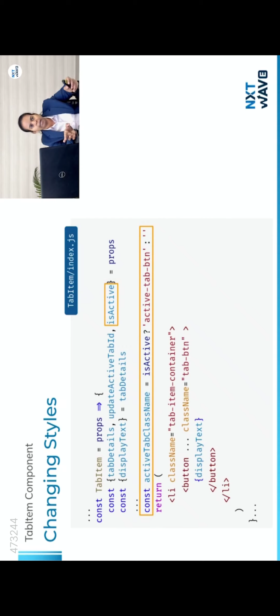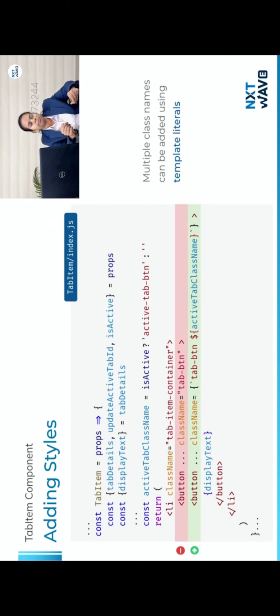Okay, otherwise it will have an empty string. Okay, we are maintaining that. Now let's apply this to our tab item. Okay, you can see that. So for the button we are applying this styling. So previously it was class name equal to tab button.